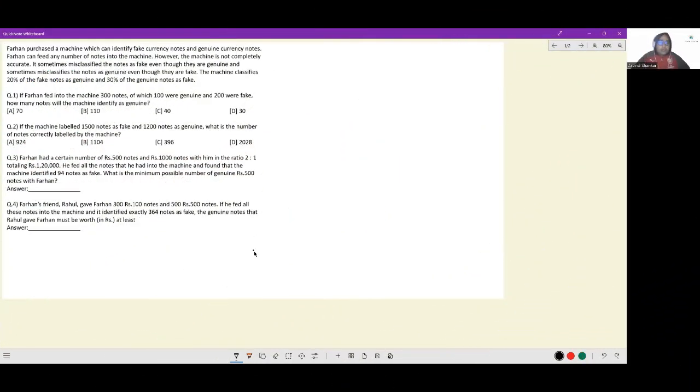Let's look at this set. Farhan purchased a machine which can identify fake currency notes and genuine currency notes. Farhan can feed any number of notes into the machine. However, the machine is not completely accurate.